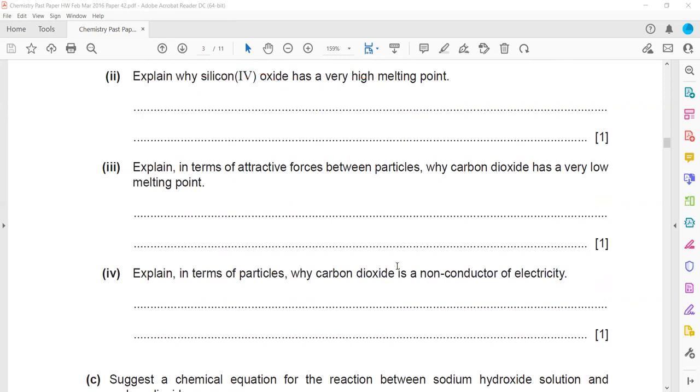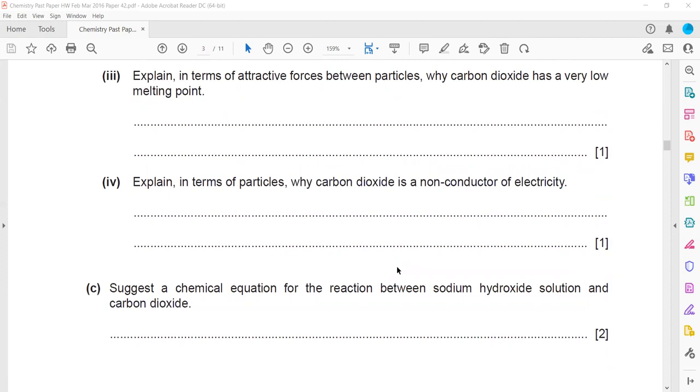Explain in terms of attractive force between the particles why carbon dioxide has a very low melting point. Again the same question, why is it very low? Because there is a weak force between the molecules, so a small amount of energy can separate them.